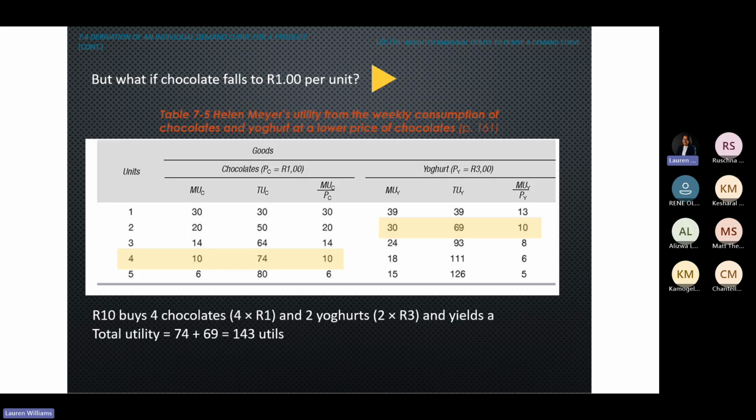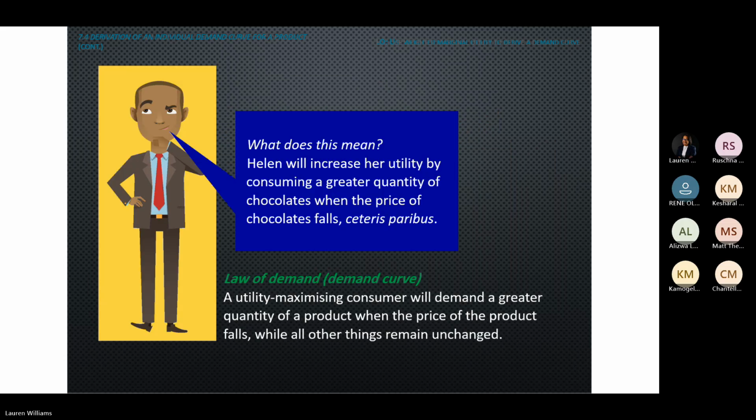In our monthly budgets it's not logically how we think about things, but in the principles of economics, that's what's happening. So what does it mean? Basically, Helen will increase her utility by consuming a greater quantity of chocolates when the price of chocolates falls, ceteris paribus, meaning nothing else changes. Only the price of chocolates changed. Her budget didn't change, and the price of yogurt or the alternative products hasn't changed either.